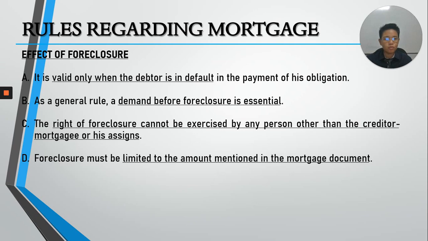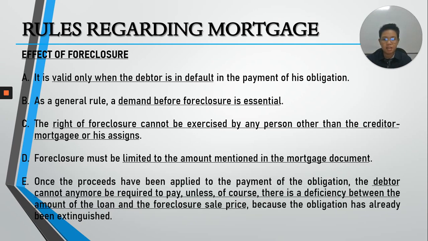What else? Foreclosure must be limited to the amount mentioned in the mortgage document. Common sense. Once the proceeds have been applied to the payment of the obligation, the debtor cannot anymore be required to pay. So, unless, syempre, there is a deficiency between the amount of the loan and the foreclosure sale price. So, yun ang tandaan natin. So, mayroong recovery kung mayroong deficiency judgment. So, what else?